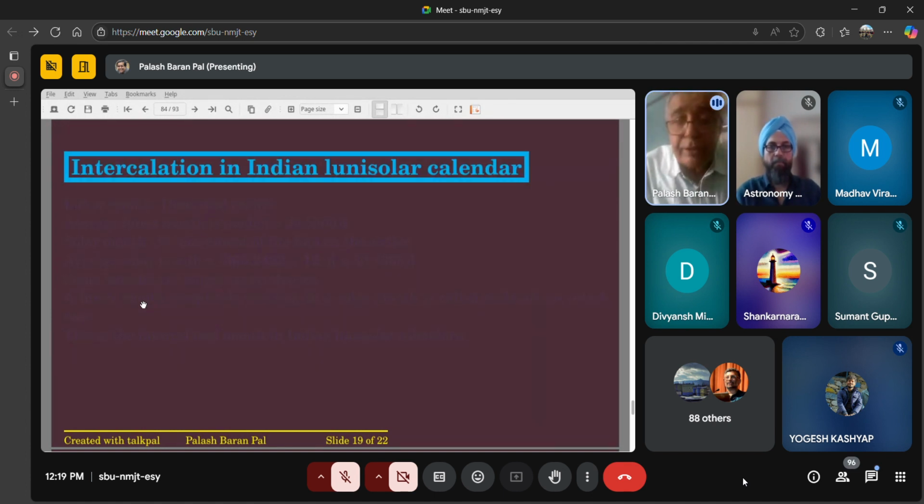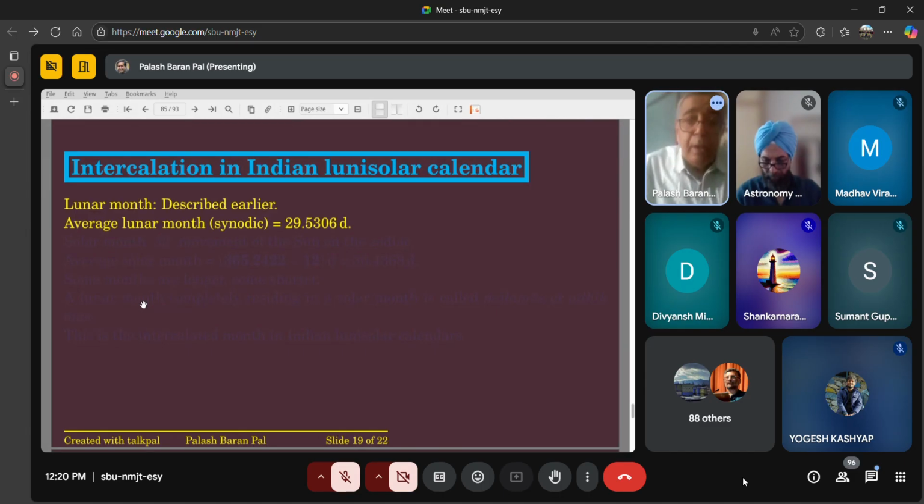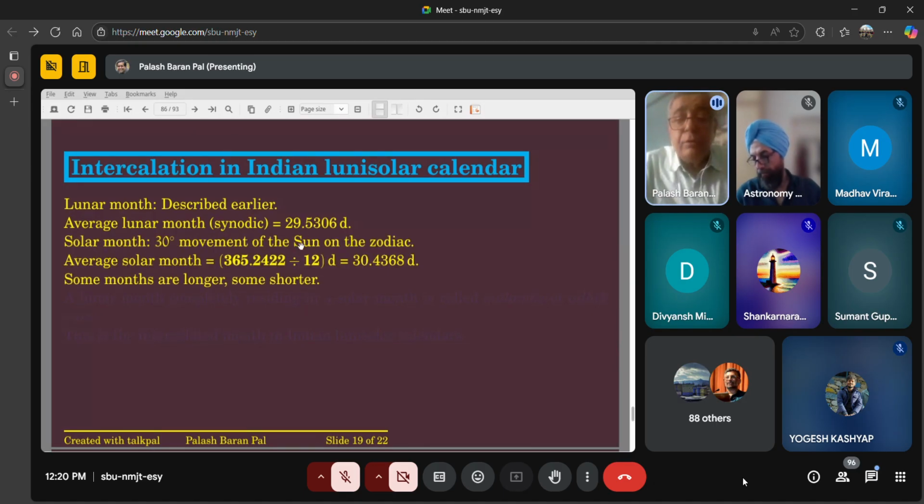So now comes the last question, maybe not the last, but the question about how Indian lunisolar calendars intercalate. Okay, we have described the lunar month before, and the length is 29.5306. Now consider something called the solar month. If you take the 360-degree rotation divided by 12, that will be 30. So it's 30-degree movement of the sun on the zodiac, which means 30-degree movement of the earth around the sun.